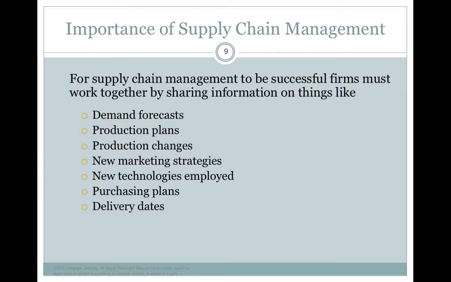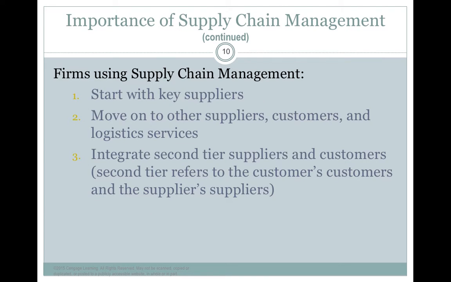So why is supply chain management important? How do you make sure all participants in the supply chain benefit? You need to share a lot of information among the supply chain, including your demand forecast, your production plans, your marketing strategy, the technology, your purchasing plan, and your delivery date. You need to share all the information with your suppliers and your customers, so you can work together to have a successful and effective supply chain. Firms using supply chain management start with key suppliers, then move to other suppliers, customers, and logistics providers. They integrate second-tier suppliers and customers in their supply chain.